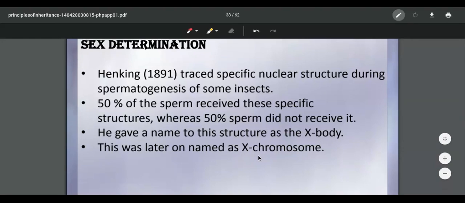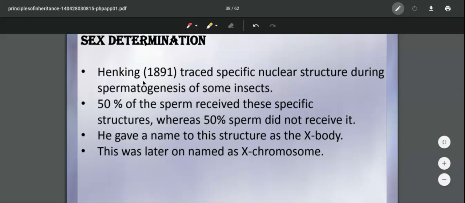Students, in this tutorial, we're going to talk about sex determination. It was Henking in the year 1891 who traced the presence of a specific nuclear structure that he called X body. He observed it during spermatogenesis, or sperm production, in some insects. So he noticed that when sperms were being produced in some insects, 50% of the sperms receive this nuclear structure termed as X body, while the rest of the 50% did not receive this X body structure.